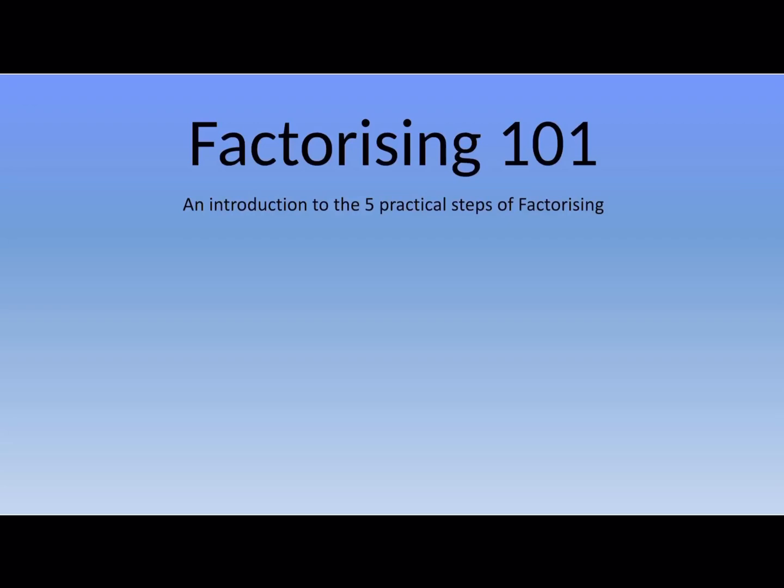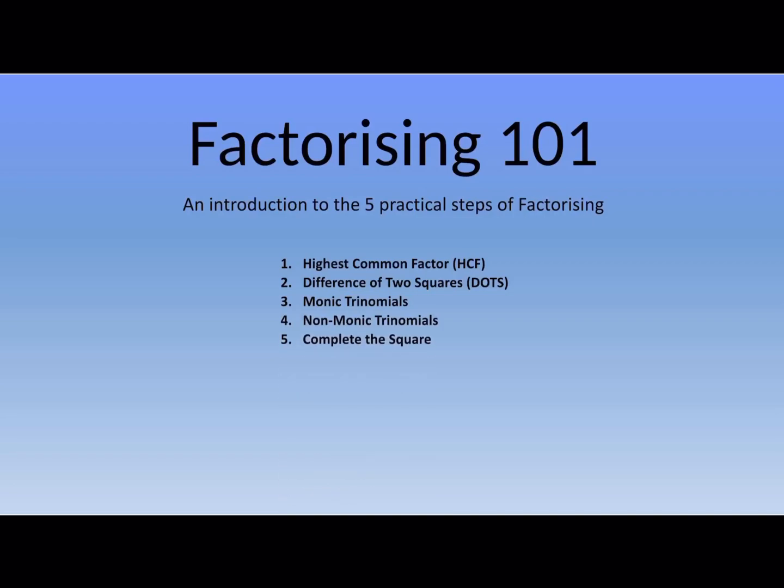All right, so to start off with, there are 5 steps and we have to do these steps in order. First step is we want to look for a highest common factor. Second step, looking for difference of 2 squares. Third step, monic trinomials. Fourth step, non-monic trinomials. And the fifth one is completing the square.